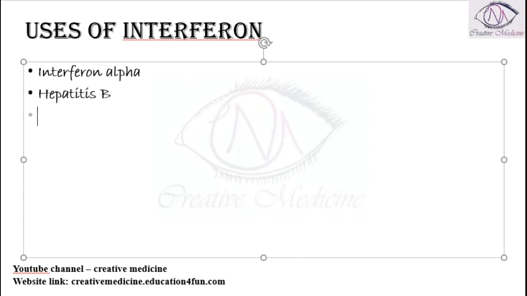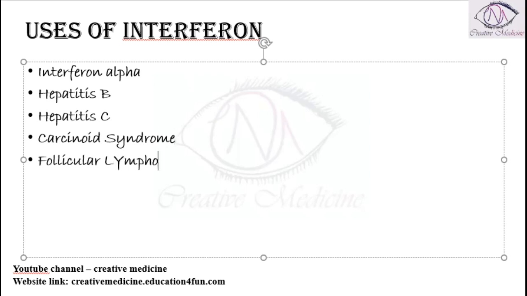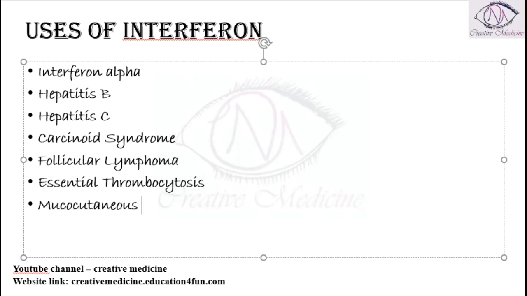Interferon alpha is used in hepatitis B treatment and hepatitis C treatment. It is used in carcinoid syndrome, and it can also be used in follicular lymphoma, or in essential thrombocytosis, or in mucocutaneous manifestations of Behçet syndrome.